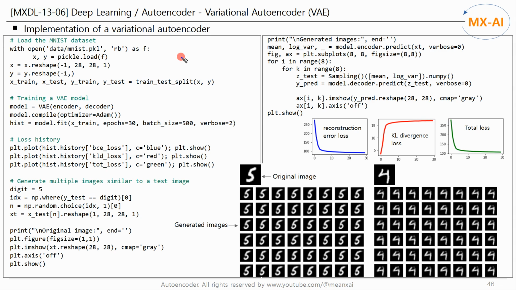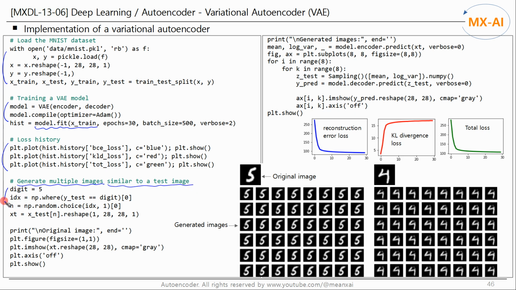Now, let's train a VAE model and use the trained decoder to generate MNIST images. Load the MNIST dataset and split it into training and test datasets. Create and compile the VAE model. And fit this model to the training data. Visually check the metrics measured during training. Finally, generate multiple images similar to a test image.